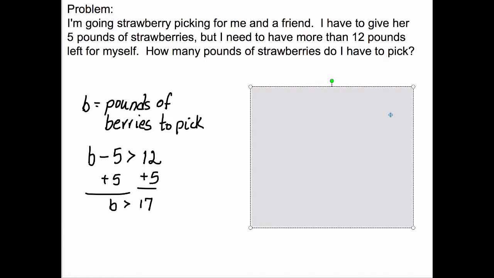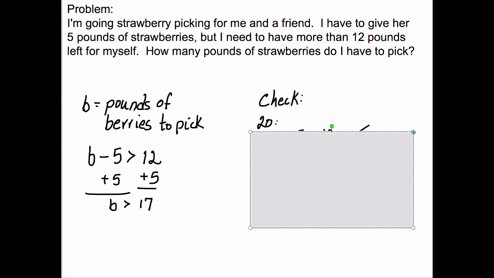Now let's check the answer, and we'll use a number that's greater than 17 to make sure that it works, equal to 17 to make sure that it doesn't work, and less than 17 to make sure that that doesn't work as well. So we'll check 20. That should work. We'll substitute 20 for B, and we'll get 20 minus 5, that's 15. Is that greater than 12? Yes, it is. So first part is okay.